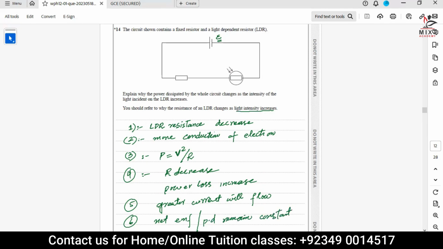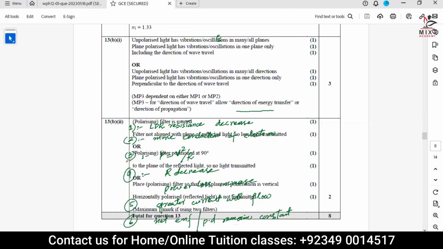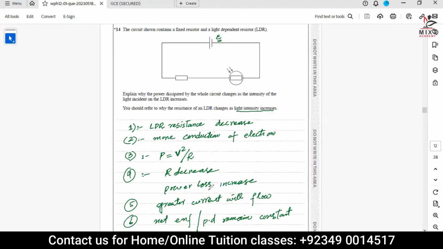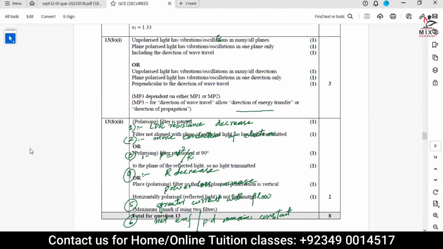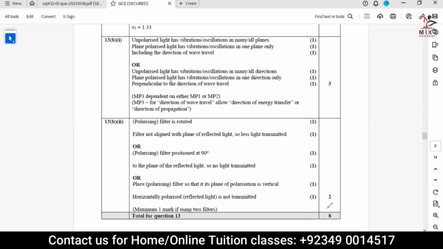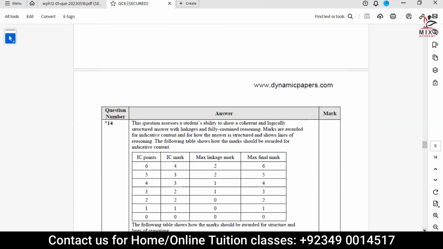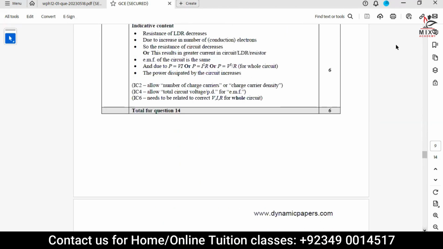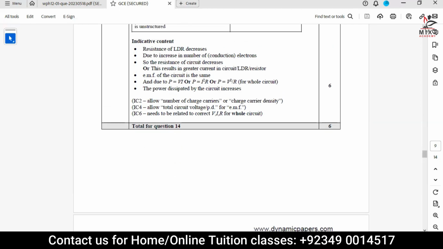Okay. Now let's see the marking scheme, okay? Have you written the points? Yes. Okay, now let's see the marking scheme. The marking scheme is telling us the first point: resistance of LDR decreases. So have you all written that point, the first point?